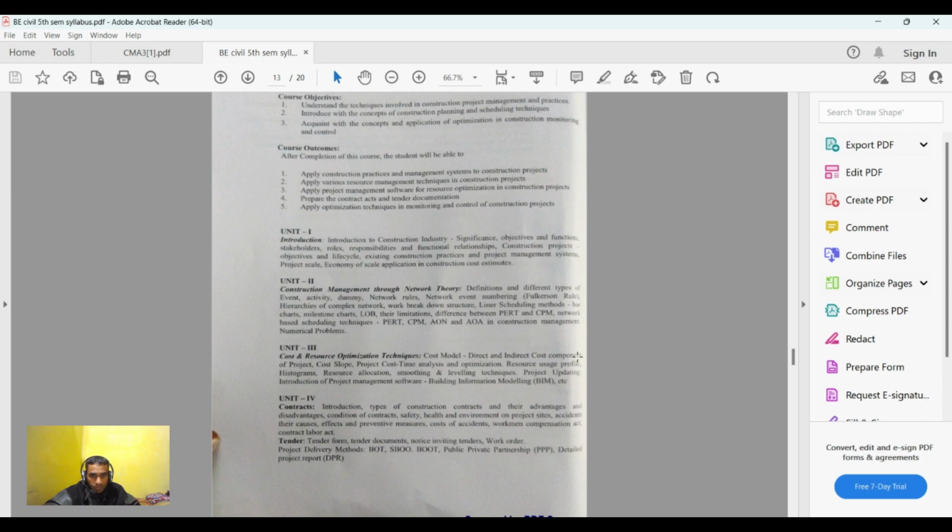So I have notes corresponding to these topics, that is cost model, direct and indirect cost component of project, cost flow, project cost, time analysis and optimization. Now I'm yet to find some notes regarding resource usage profile, histograms, and we have seen resource allocation, smoothing and leveling techniques. Now project updating, instead of project updating I have network updating. Okay, we will check later whether it's the same as project updating. And then I need to get notes on introduction of project management software, building information modeling, etc.